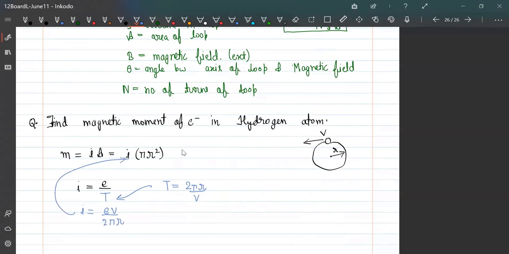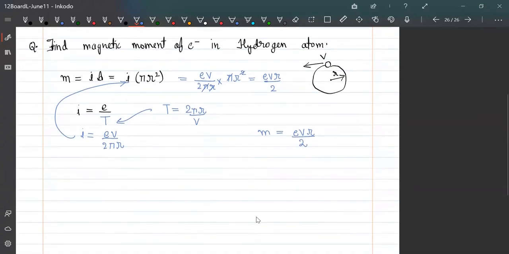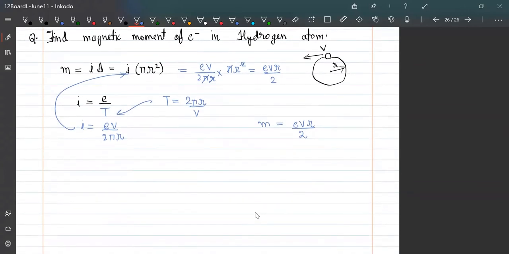And I can put it here, and this will be ev by 2 pi r into pi r square. So pi cancels, and this becomes evr by 2. So the magnetic moment of an electron in hydrogen atom is evr by 2. This is the magnetic moment. Now we'll do this again in the hydrogen atom part, in modern physics, when electrodynamics is finished and we start with modern physics.